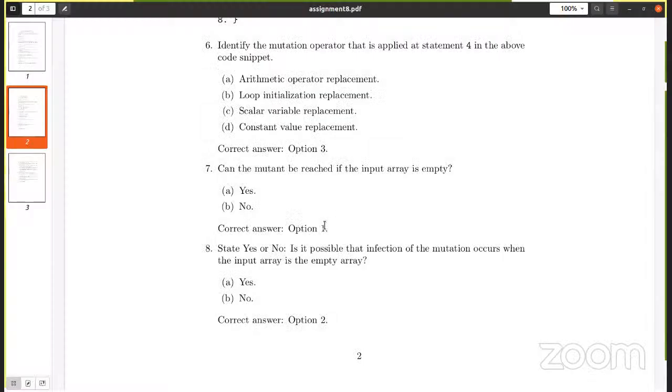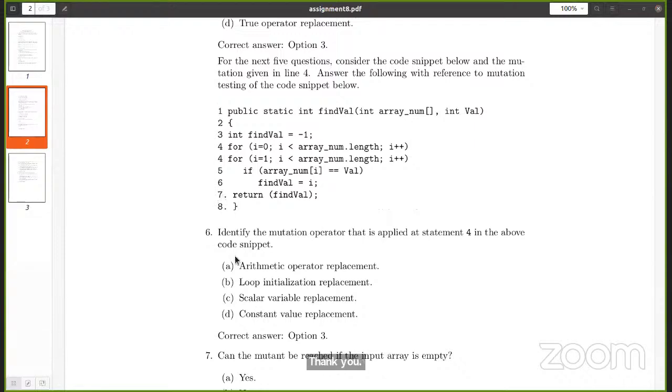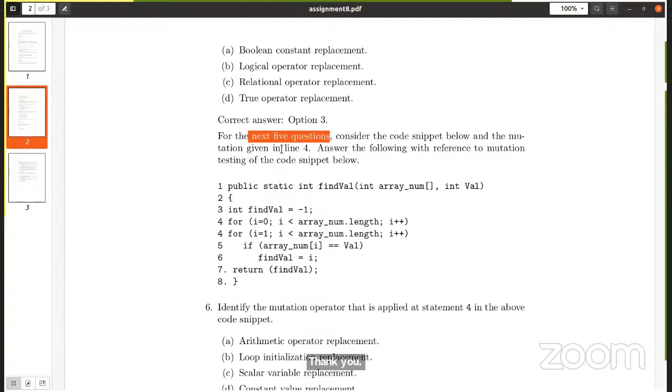Assignment week 8, right? That's what you want. 7th question. Okay. So it's the same. It's a group question. So remember, for the same piece of code, you have to answer. It will be correctly given for the next 5 questions, next 4 questions, like that. So please be mindful of this in the question paper, right? Group question. So all of them will be dependent on the same code snippet, right?